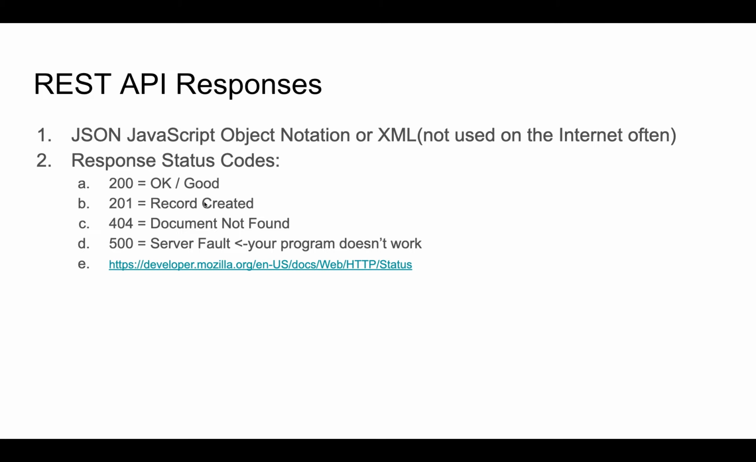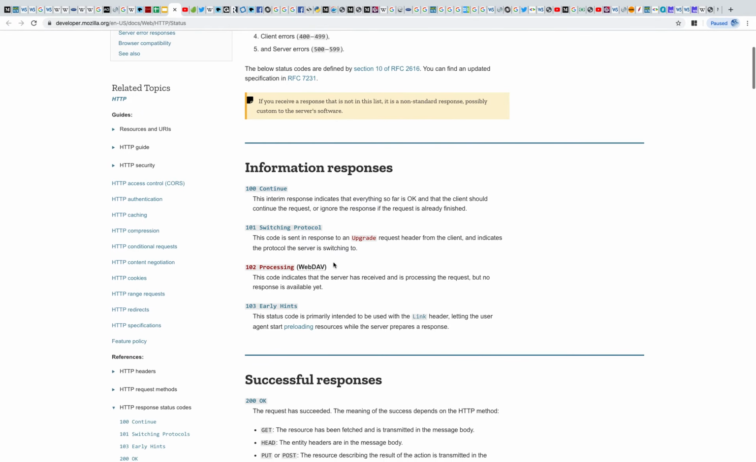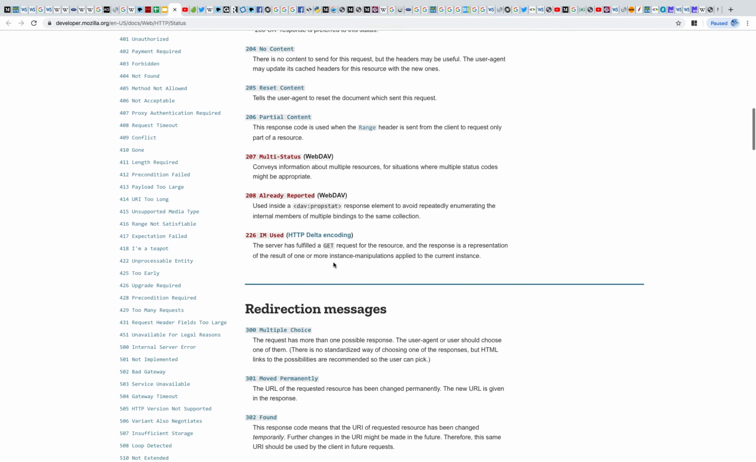500 is server fault, i.e. your program doesn't work. So if you see 500 errors, that's a server fault. There's some problem with it. There are a lot of HTTP status codes, and this goes through them all.